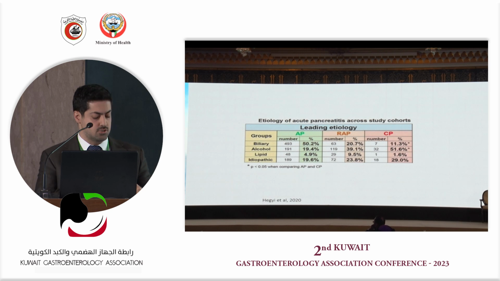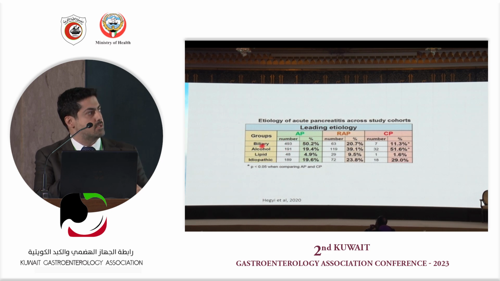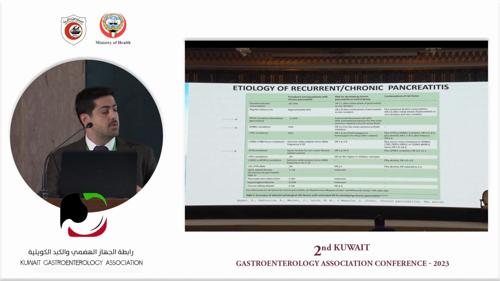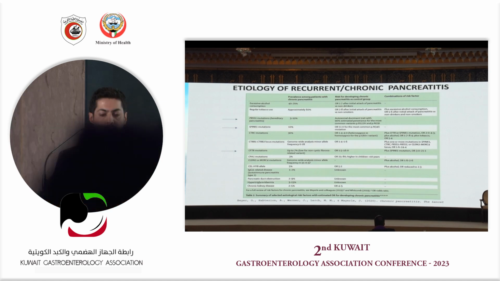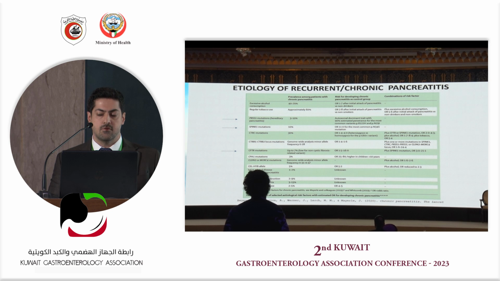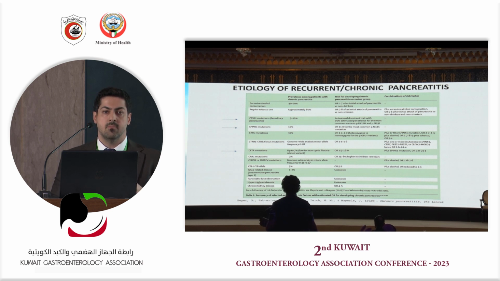If you go over this chart, you'll notice that biliary and alcohol still comprise the majority of causes of the first episode of acute pancreatitis. And then in recurrent acute pancreatitis, still biliary and alcohol comprise the majority, and then come the idiopathic causes. So this table actually summarizes the prevalence of causes among patients with chronic pancreatitis.